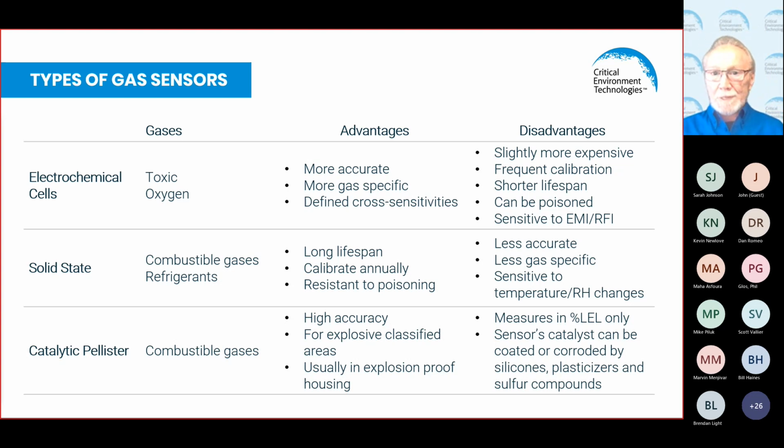So now solid state sensors are typically relegated to combustible gases and refrigerants simply because the concentrations of concern of those two different classifications of gases are much higher PPM than toxic or oxygen concentrations in the ambient atmosphere. Then there's catalytic pellistor sensors. Catalytic pellistor sensors migrated over to the commercial and industrial gas detection market space from the petrochemical industry, where they've been used for probably about 50 years. And they're very good and very accurate for monitoring low levels as well as high levels of combustible or explosive gases.